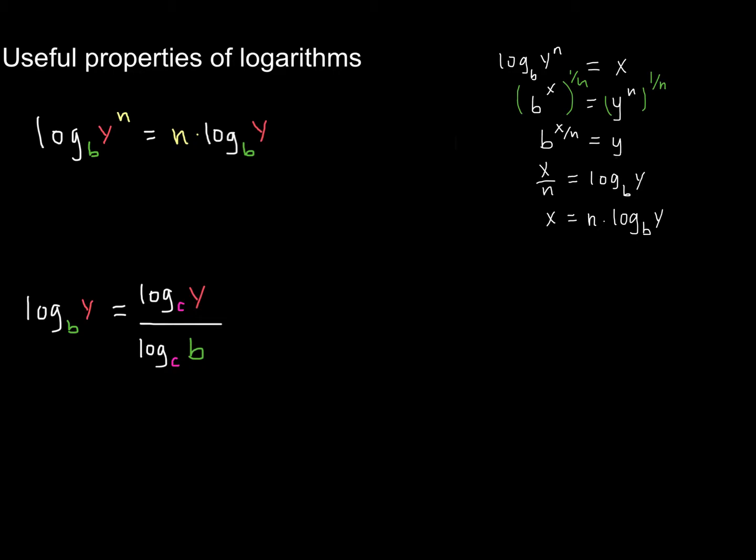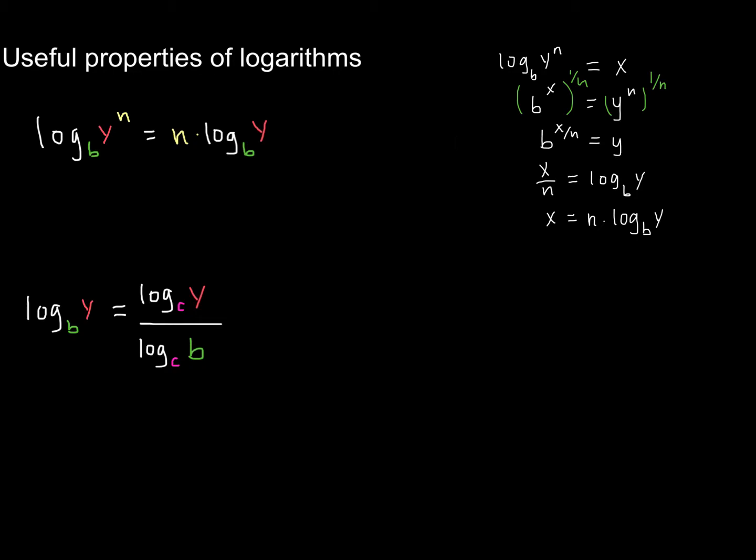Okay? So in the big picture of things, what this means is that the power that you must raise b to in order to get y is the same as when you find the power that you must raise some other number c to get y and divide it by the power that you must raise that same number c to in order to get b.